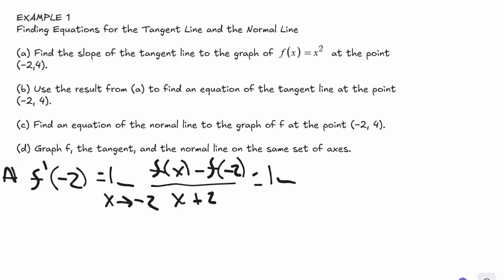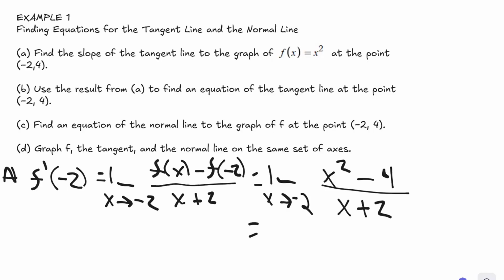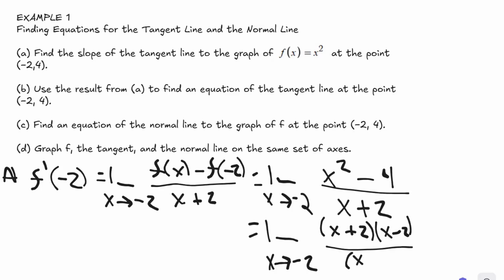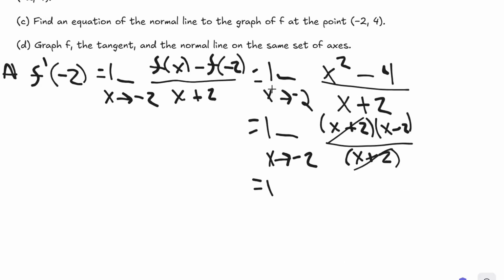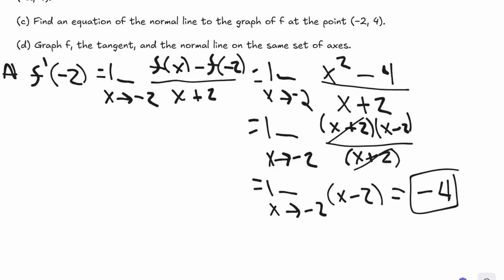Now, if we plug the values in that we have, we would have limit as x approaches -2. The denominator is just going to be x plus 2, x squared minus f of -2, that's going to be 4. And if you notice, the numerator here is a difference of squares. If we tried to take the limit as x approaches -2, you'd have 0 over 0. So we could factor the numerator and have x plus 2 times x minus 2 all over x plus 2. The x plus 2's cancel, and so we have the limit as x approaches -2 of x minus 2, which is -4. So that is the slope of the tangent line.